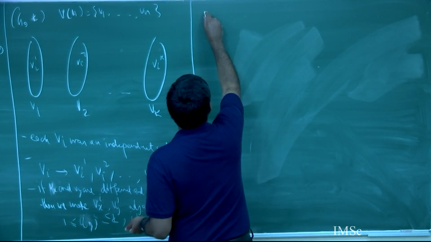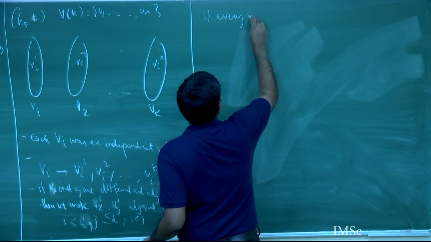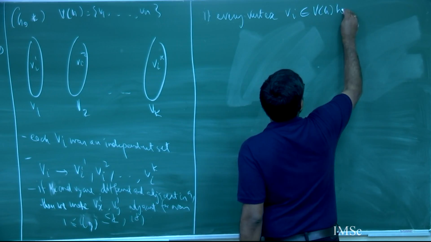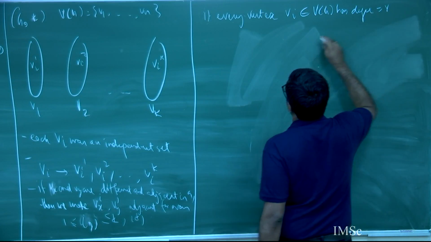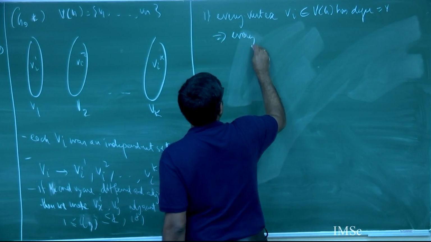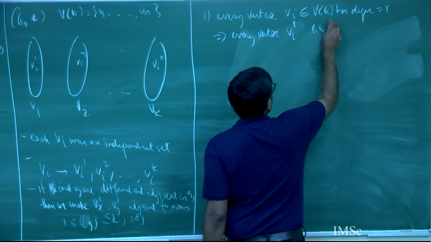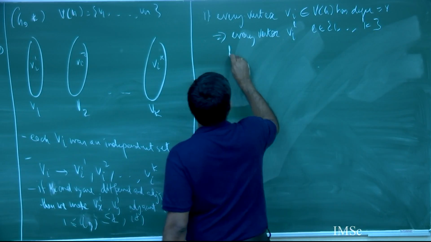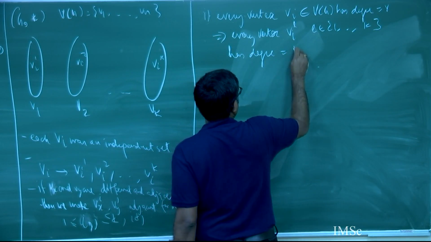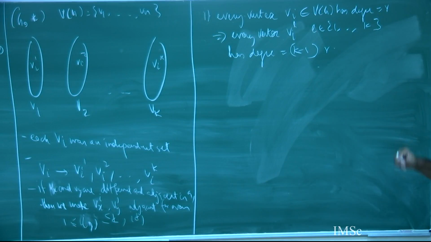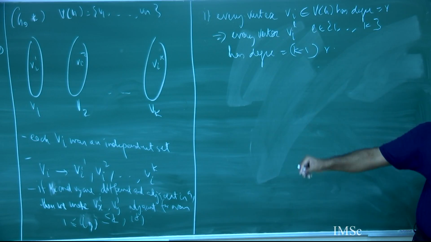If every vertex Vi, element of Vz, has degree equal to R, this implies every vertex Vi,L, L being into K, has degree exactly equal to (K minus 1) into R, right? Because in each, this is why it helps to understand them as a K complete. So each guy has a neighbor into all these guys, here, here, here, here.